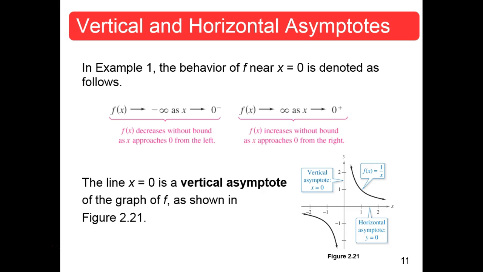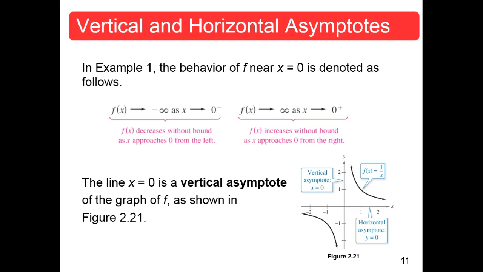In example 1, oh, here they are going to say it. The behavior of f near x equals 0 is denoted as follows. This sort of looks familiar, doesn't it? Remember our end behavior back early? I think that was 2.2 maybe. When you looked at what happens as x goes to positive infinity, x goes to negative infinity, what your function is doing. This time, we're letting x approach the place where it's not defined.